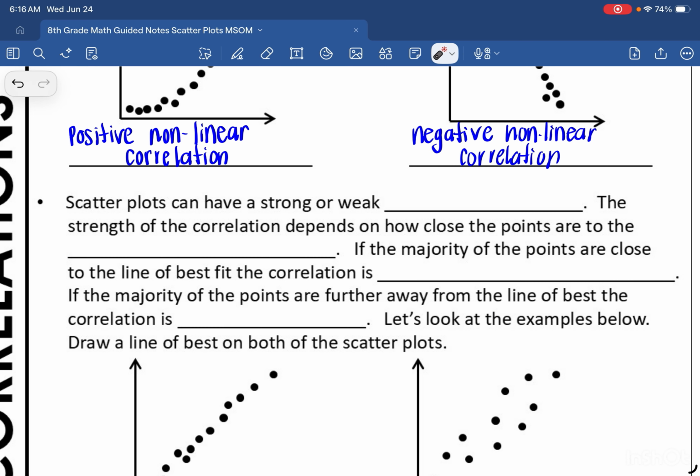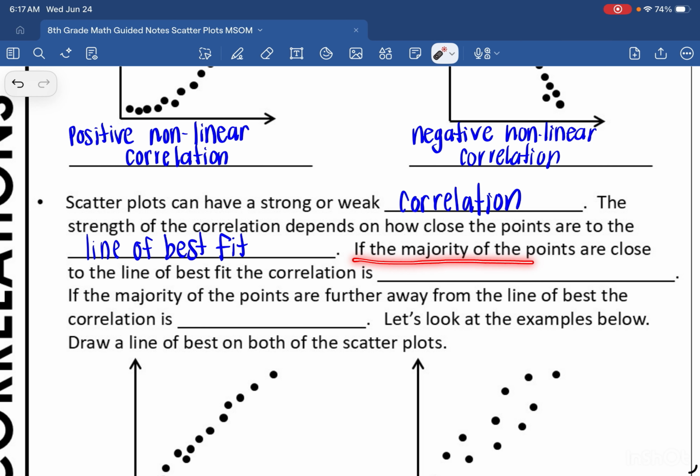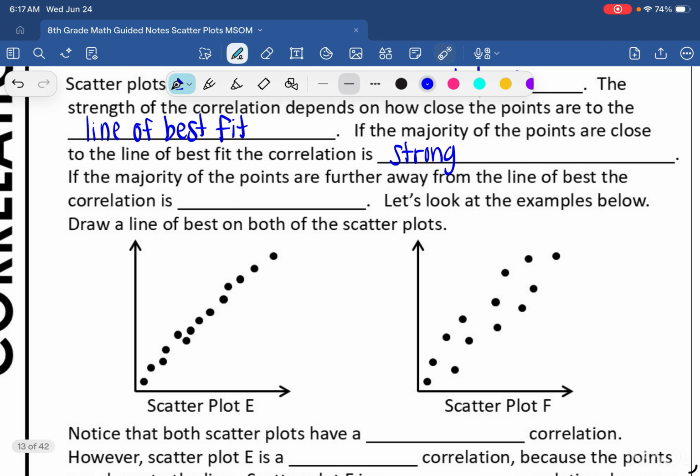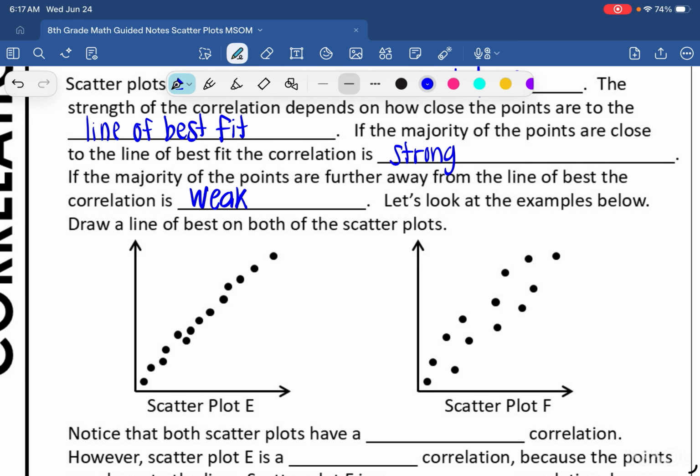Scatter plots can have a strong or weak correlation. The strength of the correlation depends on how close the points are to the line of best fit. If the majority of the points are close to the line of best fit, the correlation is strong. If the majority of the points are further away from the line of best fit, the correlation is weak. Let's look at the examples below.